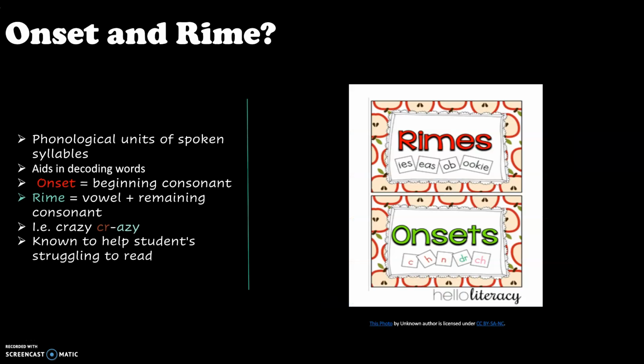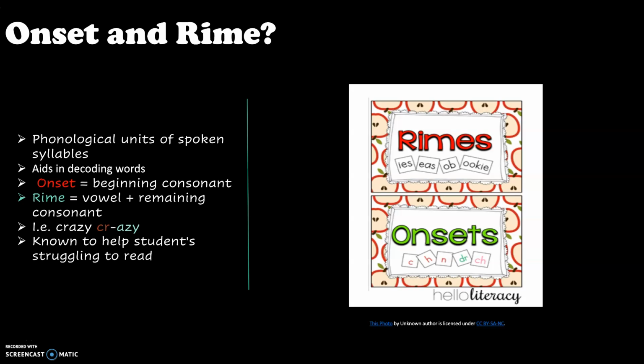So what is onset and rhyme? Onset and rhyme is the phonological units of a spoken syllable and is used as a strategy to help students decode words. The word onset refers to the beginning consonant or consonants of a word, while rhyme is the following vowel and remaining consonant or consonants of a word.